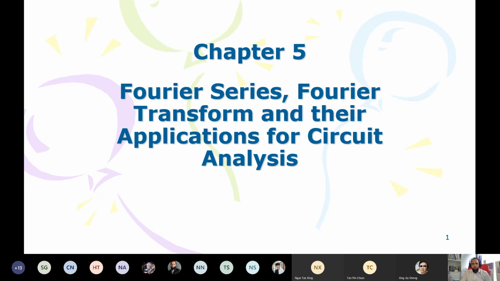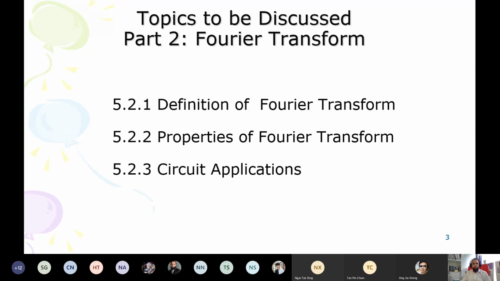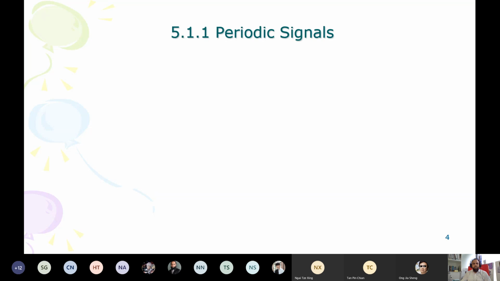All right. So the things that we'll be considering are trigonometric Fourier series, and related to this is exponential Fourier series. So we do these things together along with symmetry considerations. Circuit applications and average power, we'll do along with Fourier transform. So 1, 2, and 5 are today's focus. Part 2 is the definition of Fourier transform and properties of Fourier transform. So we're talking about part 1 today.